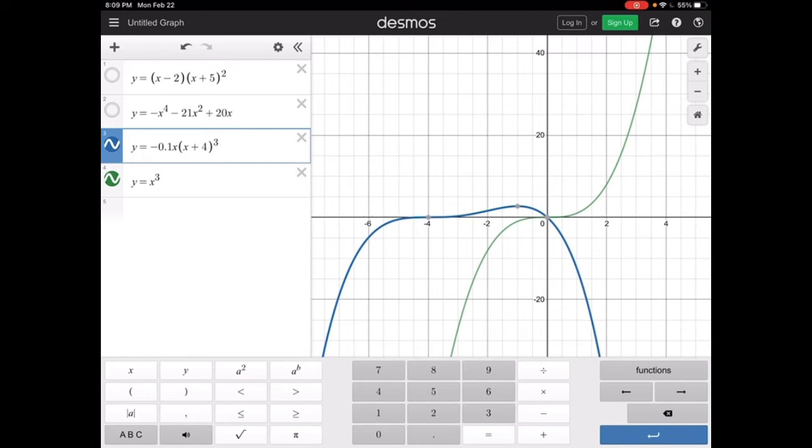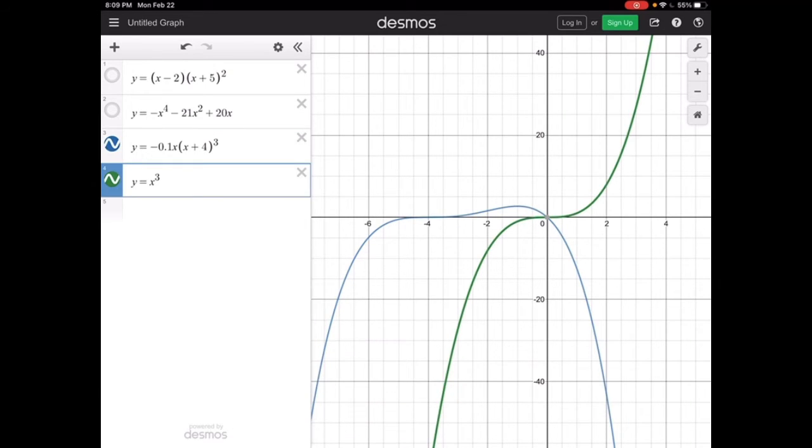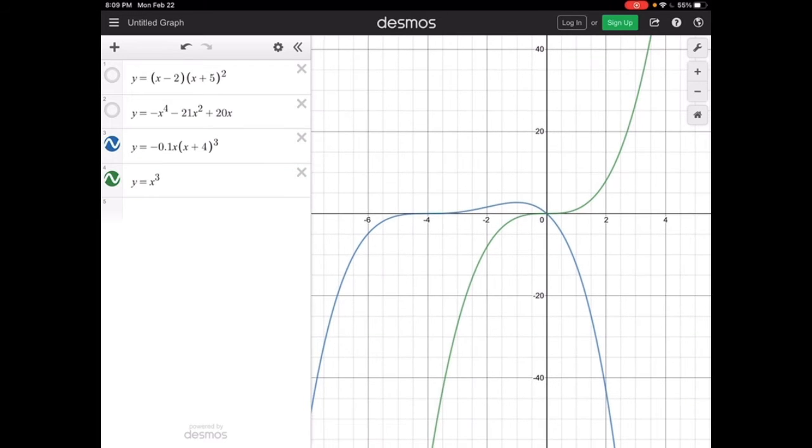So our x with degree 1 and our x degree 2, which had a parabola where that point, if it was an intersection, it bounced off of that point. And now we have a degree 3, and it does the same exact thing that we would expect a degree 3 polynomial to do at that intersection.